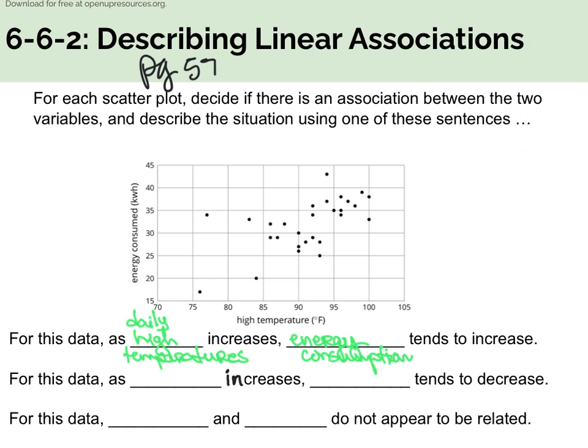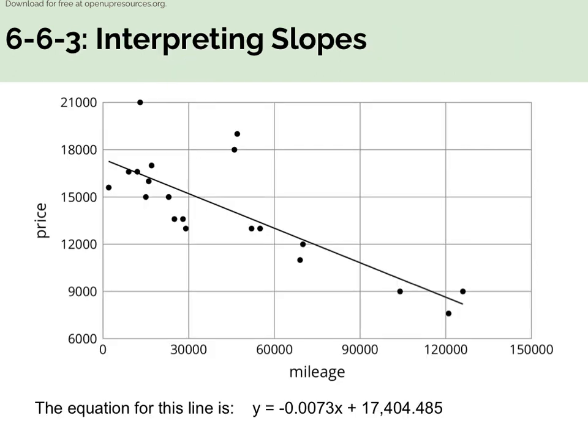Notice how the independent variable is always increasing, and then the dependent variable is either increasing or decreasing depending on the information. So this one down here will always increase. So let's look at slopes again.